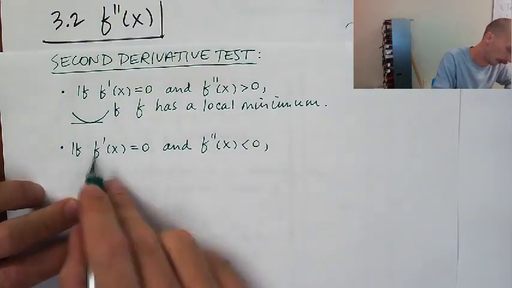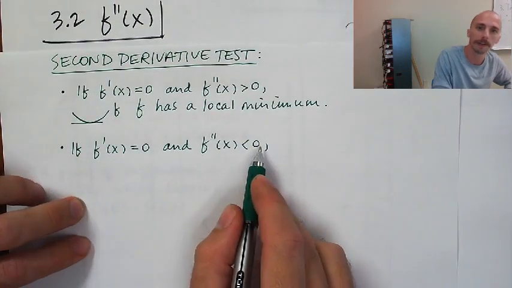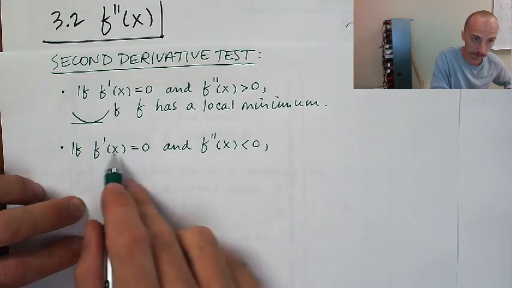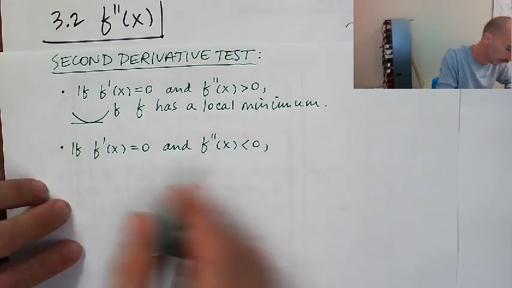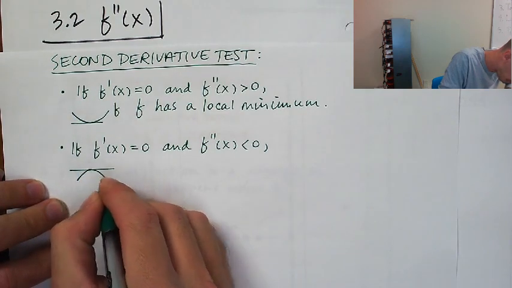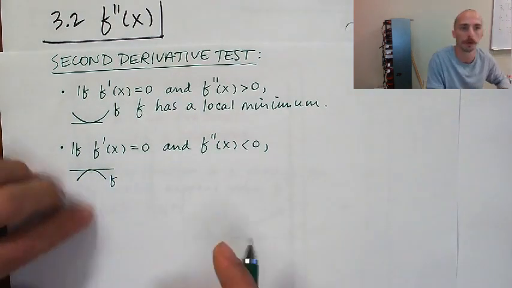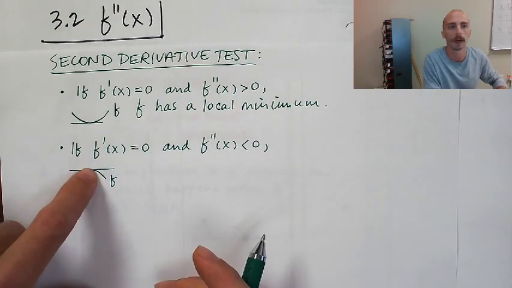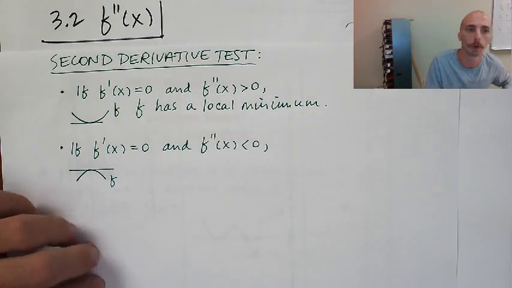Now, on the other hand, if f prime is 0 and f double prime is negative, that means we're flat, horizontal tangent, while concave down. So I'll draw you a picture of f. That's the tangent to f. This is f, maybe extremely locally, but looking at it, it's concave down while flat. That's going to be f having a local maximum.